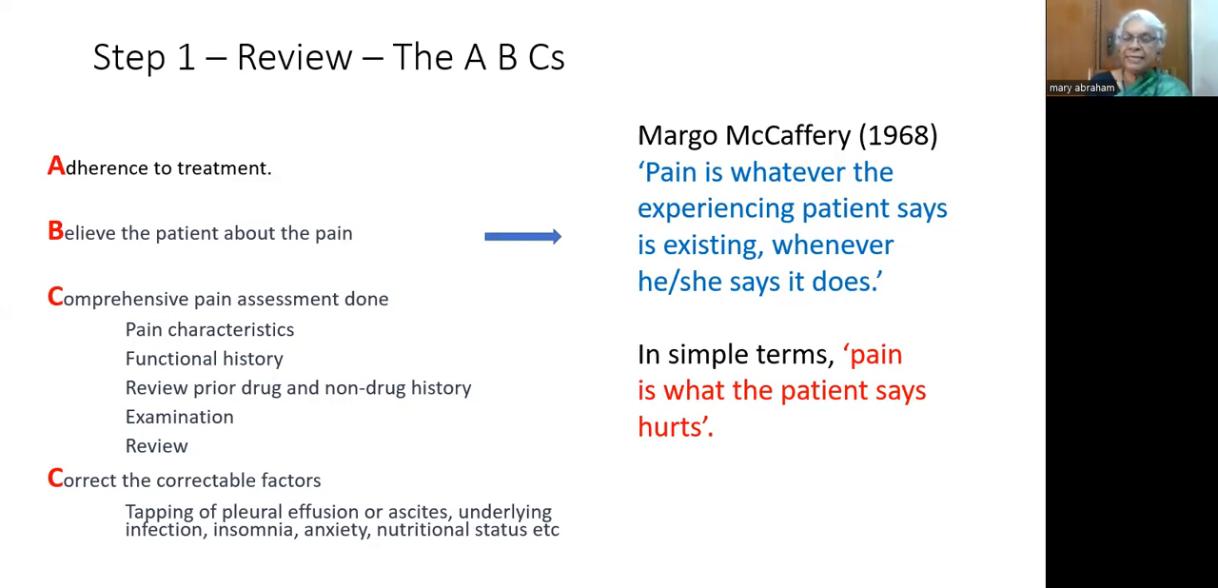And then another C is to correct the correctable factors. This could be, if there's an effusion, a pleural effusion, we need to tap it, or we need to treat an underlying infection. If there's insomnia, anxiety, or poor nutritional status, all need to be corrected. Next, please.